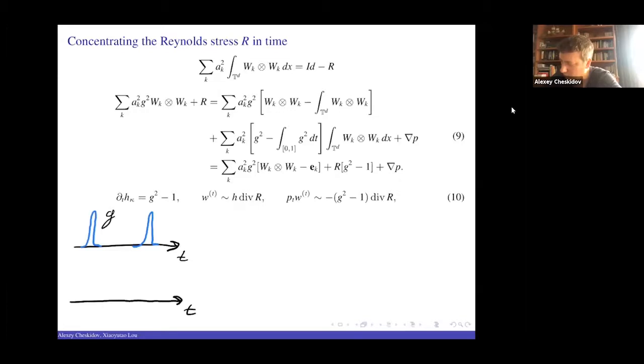What we are going to do is look at g squared minus one. So this function is minus one most of the time, and it has some big spikes once in a while. Of course, it won't be periodic in time.